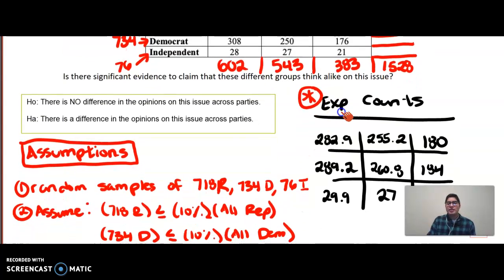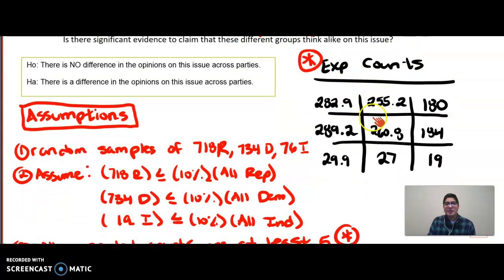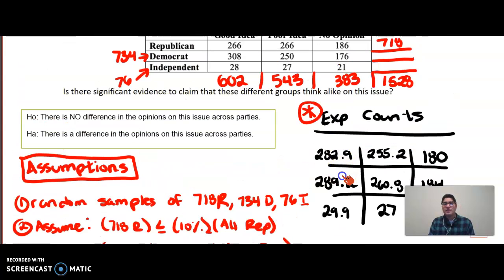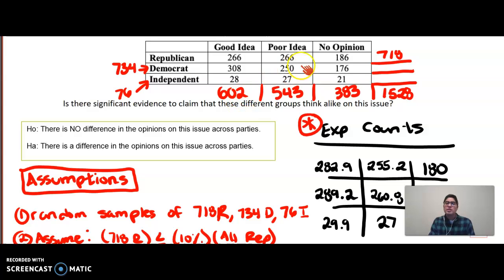Now, you can see I kind of cheated here, but I started my expected matrix. And the way I get these values is I take 602 times 718 and divide that by 1528 to get approximately 282.9. I do the same thing for 543 times 718, divide that by 1528 to give me 255.2. We take 383 times 718, divide that by 1528, get about 180.